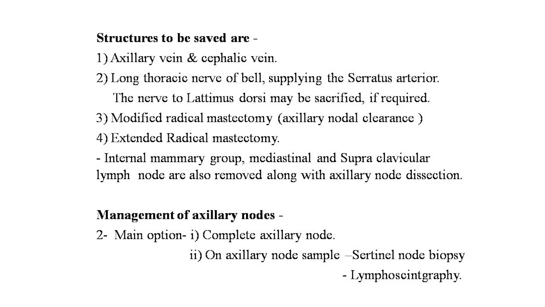Now the structures to be saved in the mastectomy are the axillary vein and cephalic vein, and the long thoracic nerve of Bell supplying the serratus anterior. The nerve of latissimus dorsi may be sacrificed if required. Then there is modified radical mastectomy with axillary nodal clearance, and extended radical mastectomy, in which the internal mammary group, mediastinal and supraclavicular lymph nodes are also removed along with the axillary node dissection. Management of the axillary nodes has two main options: complete axillary node clearance and axillary node sampling, that is sentinel node biopsy and lymphoscintigraphy.